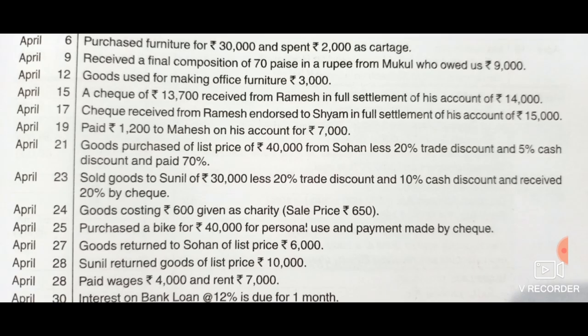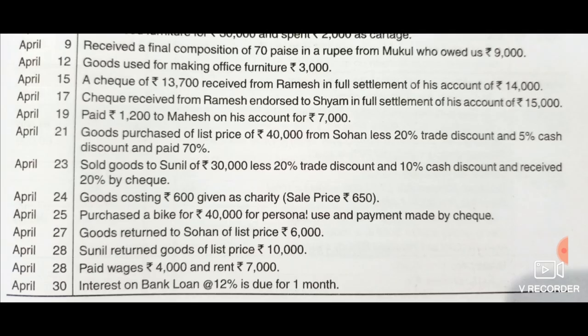Again 28th April, paid wages rupees 4,000 and rent rupees 7,000. And last entry of 30th April, interest on bank loan at 12% is due for 1 month. Okay, so we have to solve all these journal entries. First we will prepare working note and then we will pass the journal entries. Let's start now.